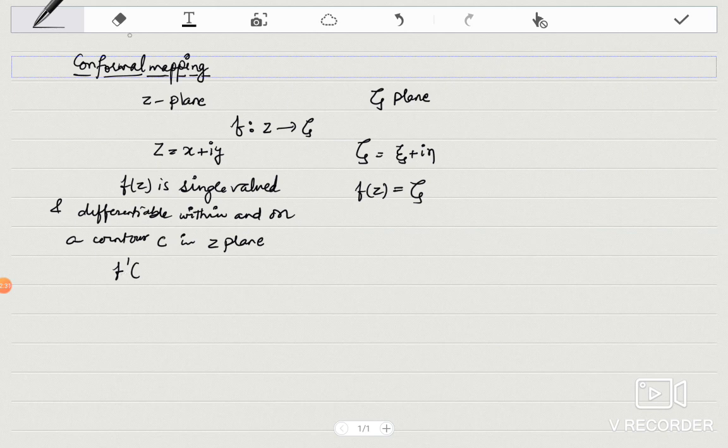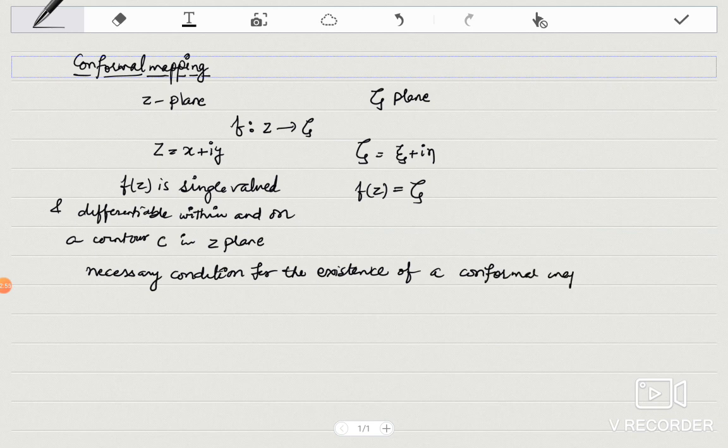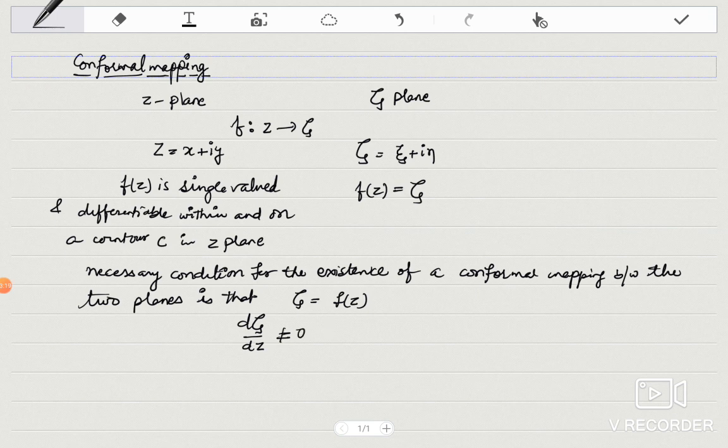Now, the necessary condition for the existence of a conformal mapping between the two planes is that as zeta is equal to f(z), then d zeta by dz is not equal to 0 within or on any point of C.